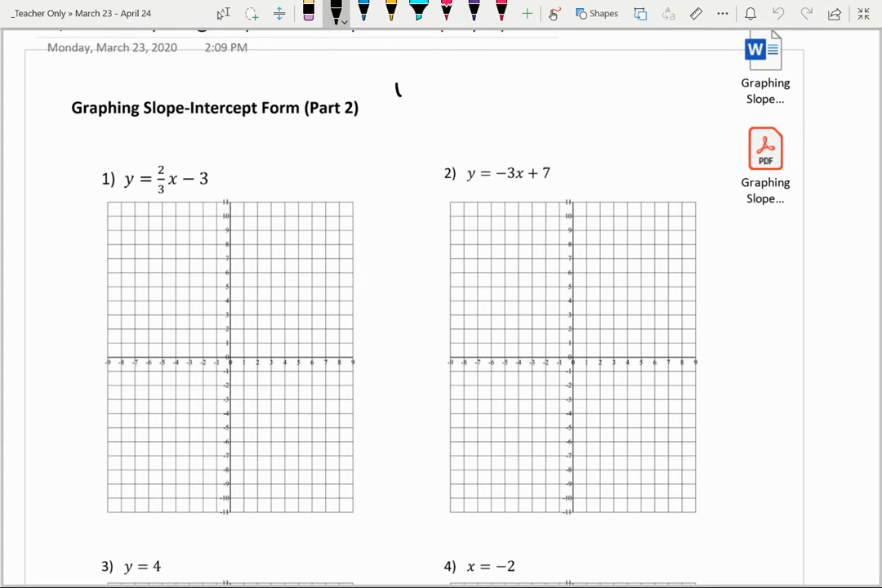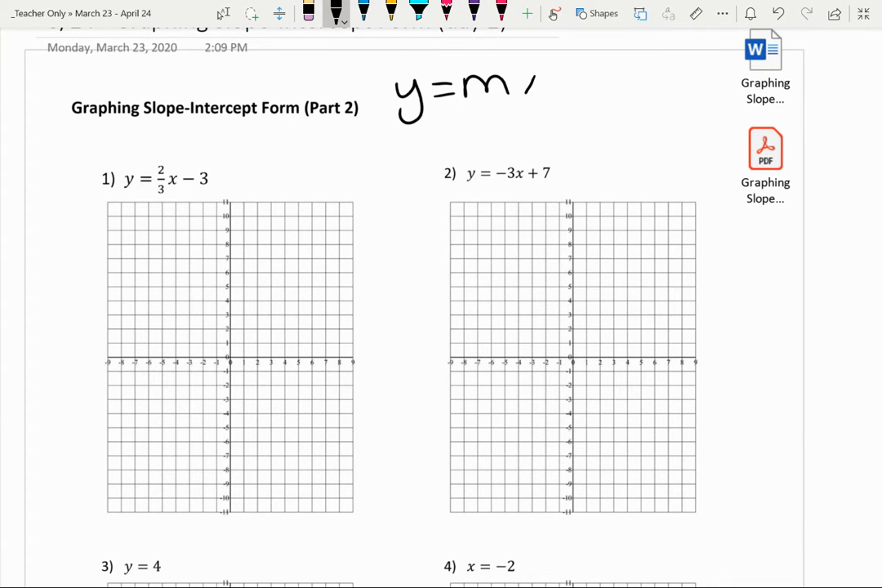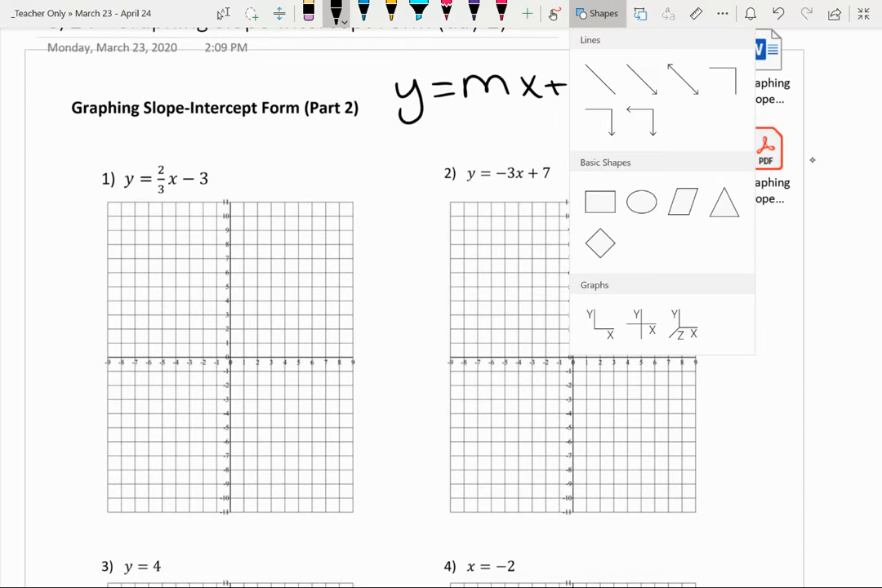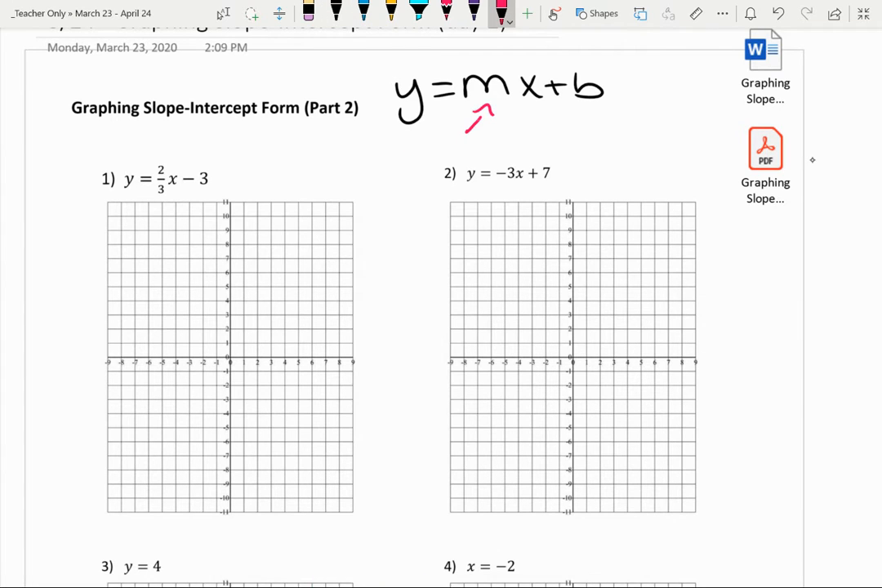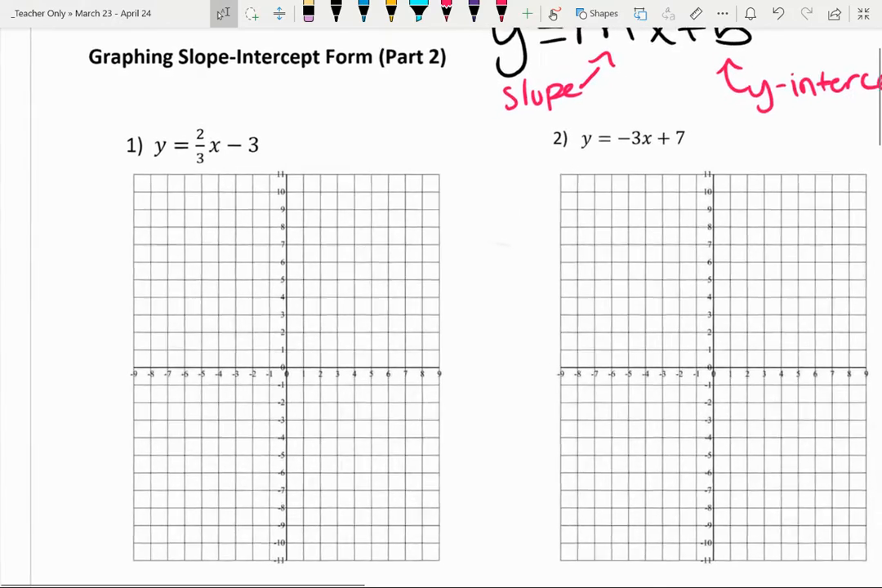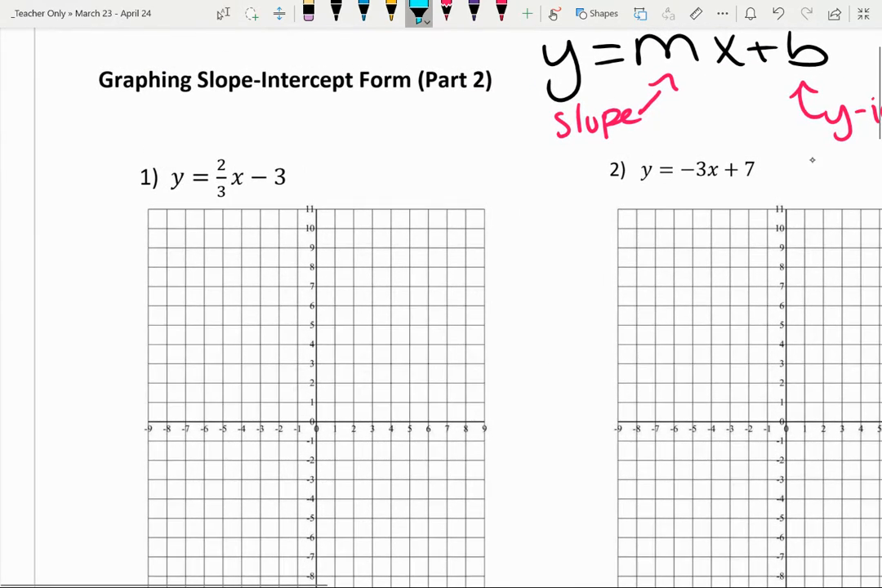So let's remember that slope-intercept form of a linear equation looks like y equals mx plus b, where m tells us the slope and b tells us the y-intercept. So remember that slope tells us the steepness of the line and the y-intercept tells us where it crosses the y-axis. So that's always going to be our first step here, is to start by identifying that y-intercept and plotting it.